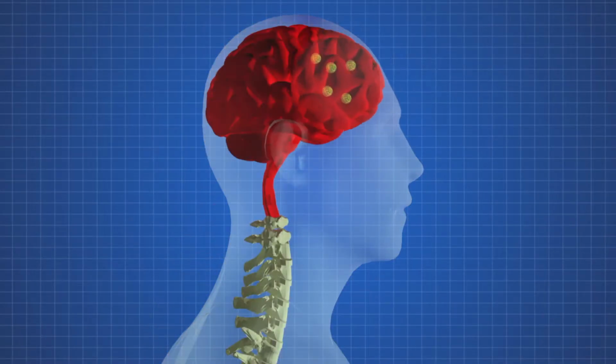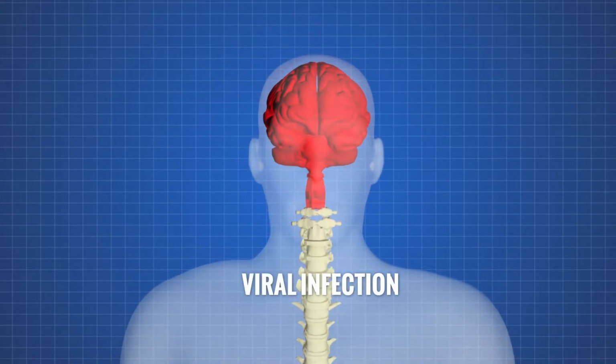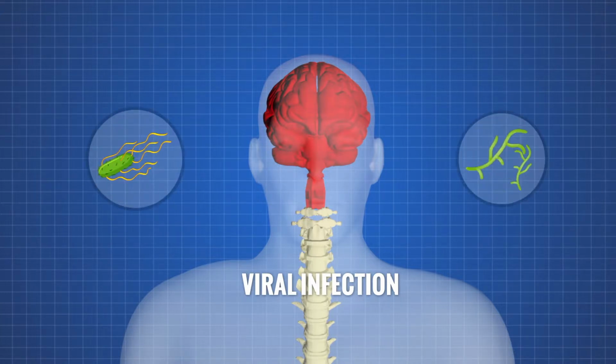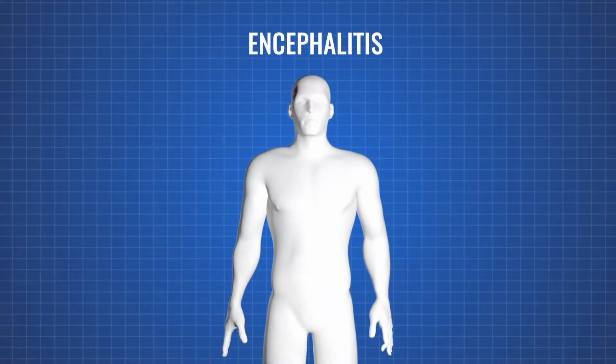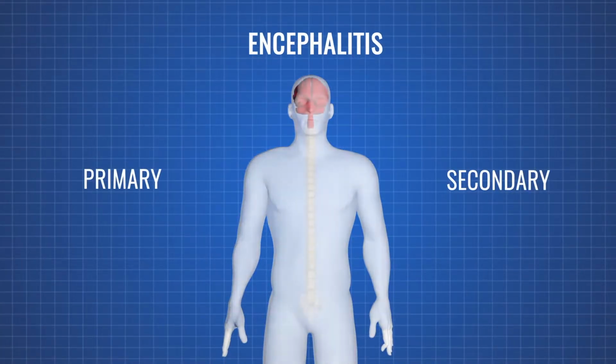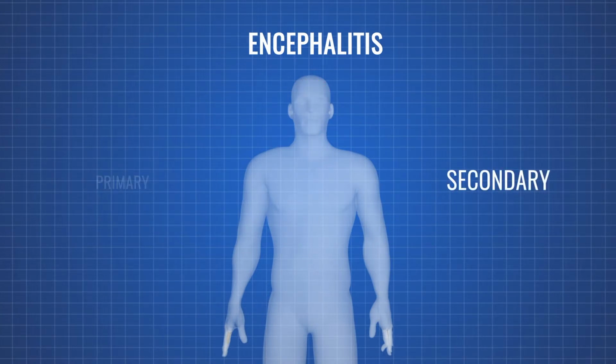Encephalitis is an inflammation of the brain tissue. The most common cause is viral infections. In rare cases, it can be caused by bacteria or even fungi. There are two main types of encephalitis: primary and secondary. Primary encephalitis occurs when a virus directly infects the brain and spinal cord. Secondary encephalitis occurs when an infection starts elsewhere in the body and then travels to your brain.